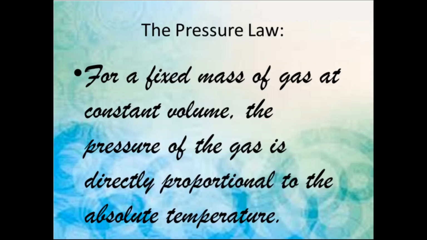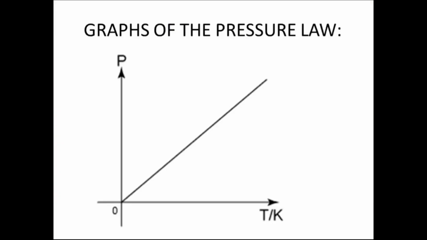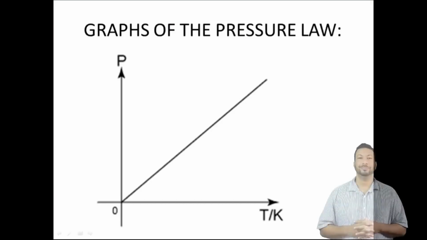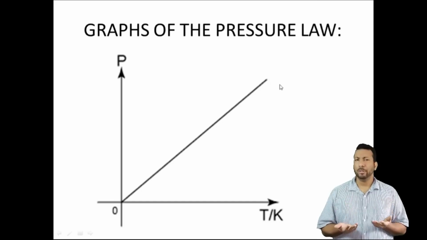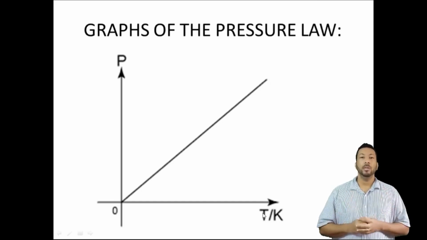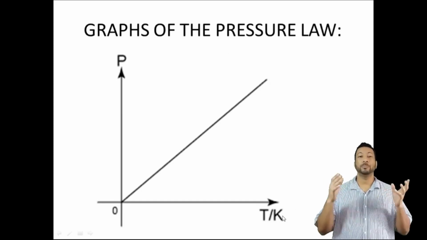So the pressure law says, for a fixed mass of gas at constant volume, the pressure of the gas is directly proportional to the absolute temperature. So our graphs of the pressure law will look similar to ones that we have seen before. This graph should remind you of the graph of Charles' law. The pressure is directly proportional to the absolute temperature. And remember, the absolute temperature means that it is measured in Kelvin.